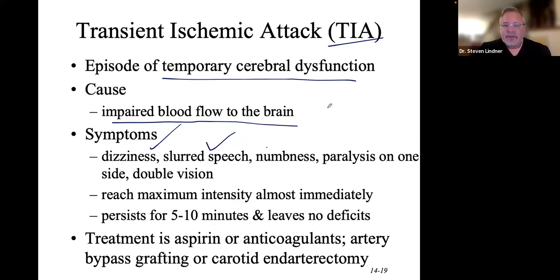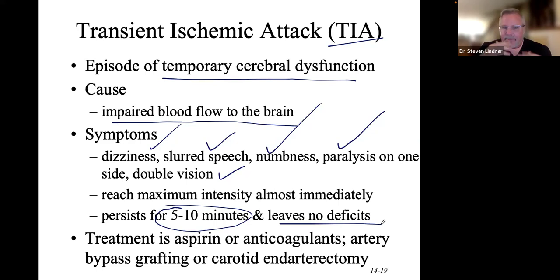They get numbness, they get paralysis on one side of the face, and they can certainly get visual issues. It persists for a few minutes, these symptoms, but they leave no long-term deficits. Typically treated by some sort of blood thinner, either aspirin, baby aspirin, or an anticoagulant. Anticoagulation, right? Coagulation means clotting, anti means against.